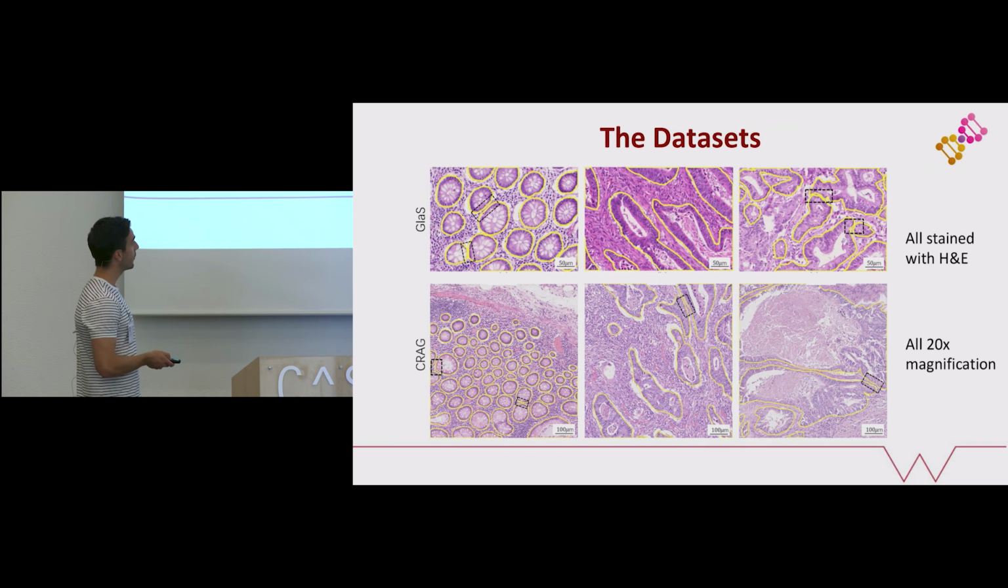A bit more clearly, we have some images from the Glas dataset at the top and the CRAG dataset at the bottom, where the yellow contours highlight the glands, the black boxes show some areas where the glands are clustered together, and all are H&E stained at 20 times magnification.